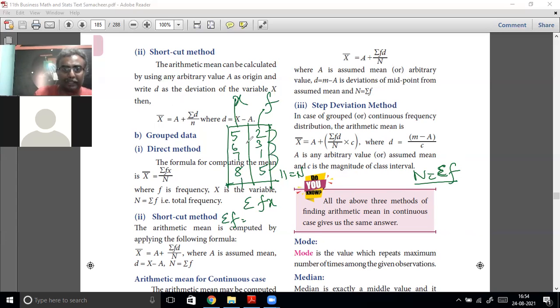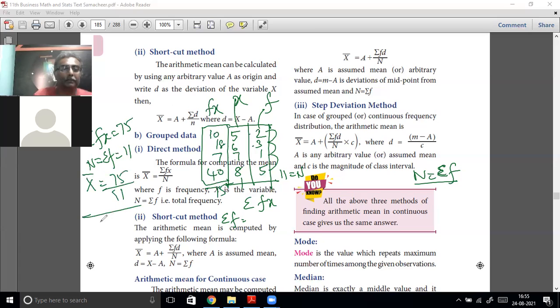Then for sigma fx you should take f into x. You have to add another column f into x. 5 into 2 is 10, 6 into 3 is 18, 7 into 1 is 7, 8 into 5 is 40. 40 plus 7 is 47, 57, then 65, 75. So sigma fx is equal to 75. Then n is equal to sigma f is equal to 11. So mean is equal to 75 by 11, something like 6.9. This is the group data direct method.